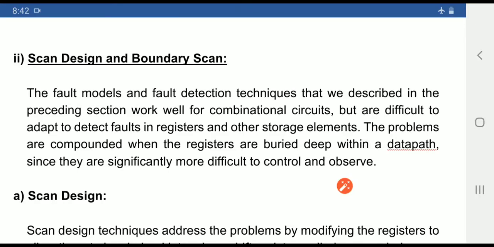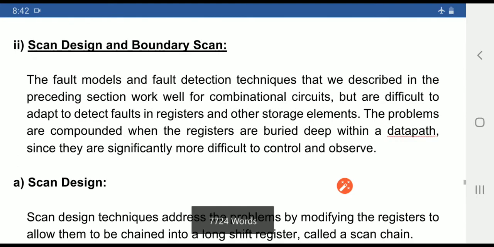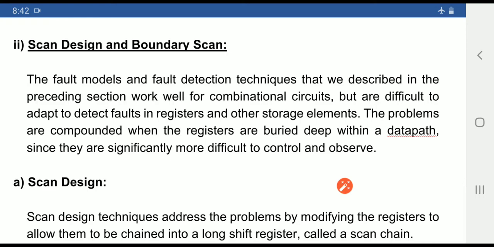Hello everyone. So now we'll start with the second topic of design for test, that is scan design and boundary scan. These are the two techniques which are used to detect the faults in sequential circuits rather than combinational circuits. They are also used in combinational circuits, but are more preferred for sequential circuits. These two techniques allow the designer to control and observe the outputs of the sequential circuits.